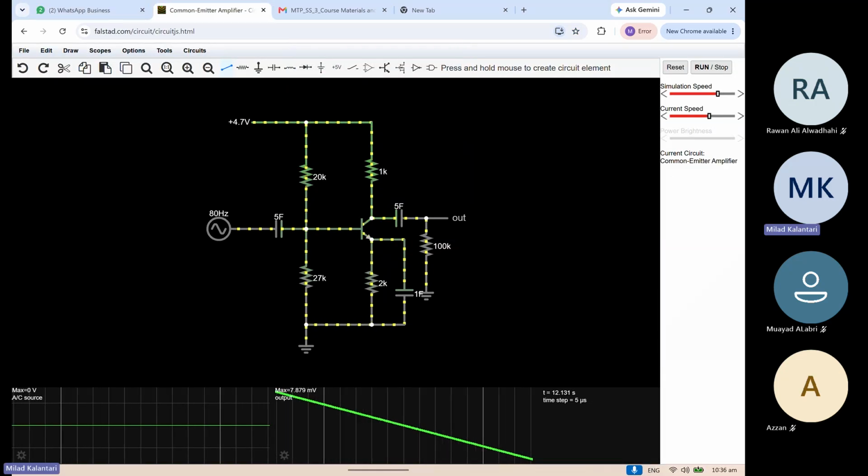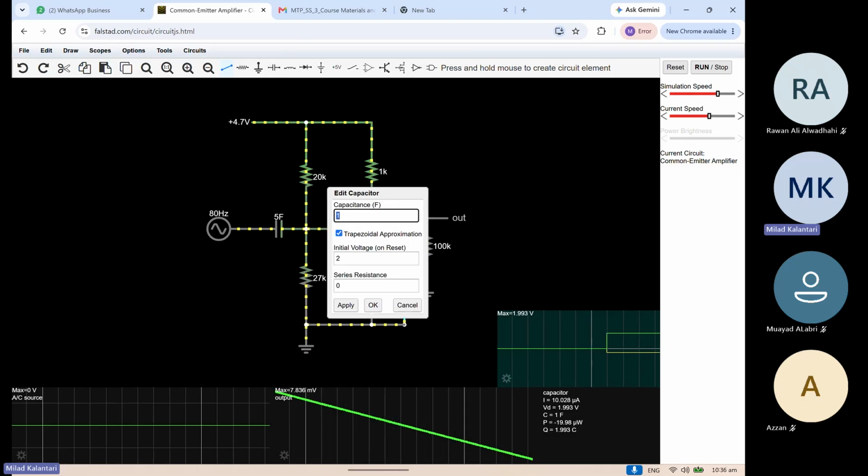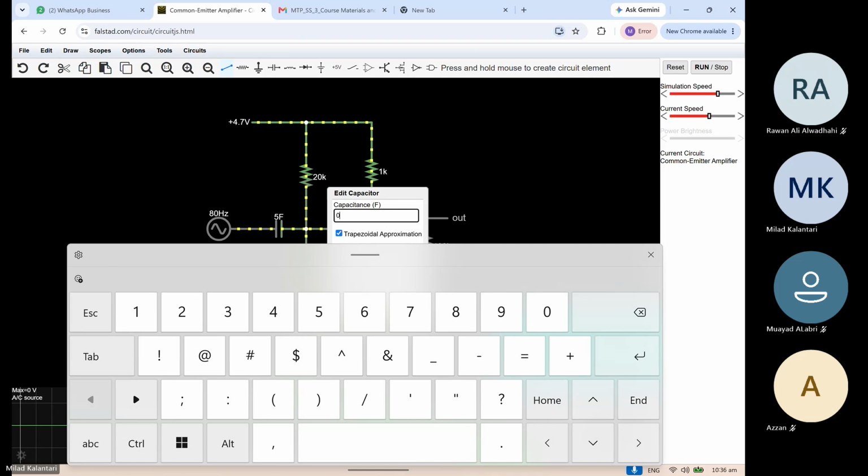So basically here is the same circuit. I just first remove this cap. I just put a value of 0.